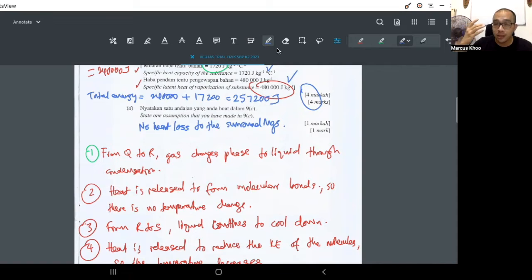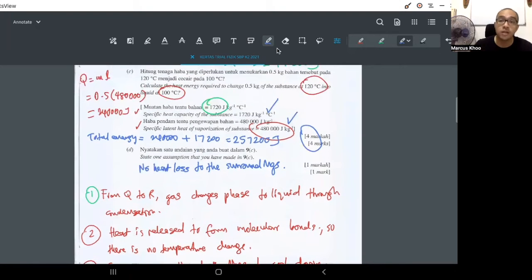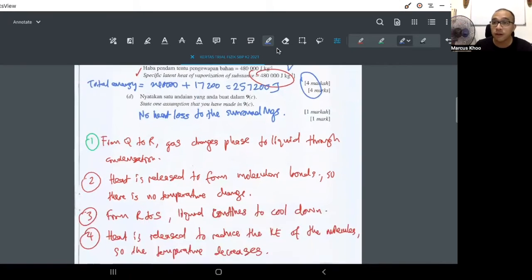But at Form 4, Form 5 level, we are only interested in assuming there's no energy loss, everything will be transferred as released heat. So 257,200 joules fully transferred, no heat loss to the surroundings. So this is a very normal assumption that we make. Whenever we do a heat question, if they ask for an assumption, there's almost a 99.9% guarantee that this is the answer. Now you have to remember this.